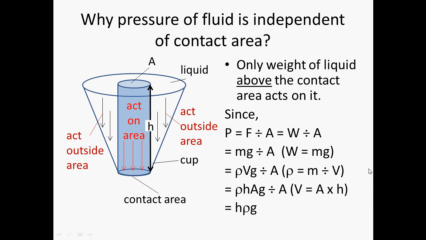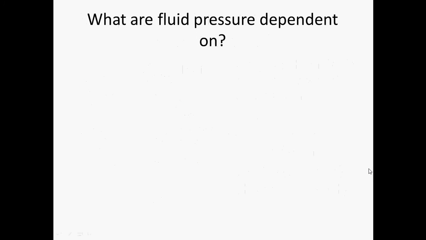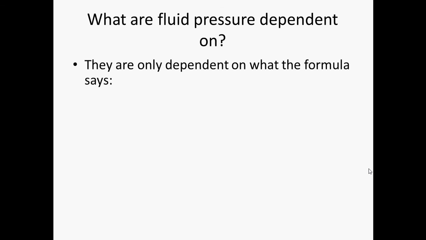Okay, so let's move on. So now that we learned that it is independent of contact area, what are the factors that fluid pressure is dependent on? Okay, so how do we answer this? Very simple. They are only dependent on what the formula says. So now we establish that fluid pressure is dependent on this formula h rho g. Then obviously it's dependent on these three items in the formula.